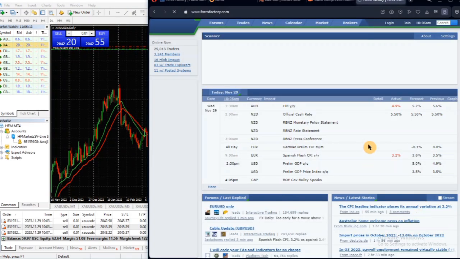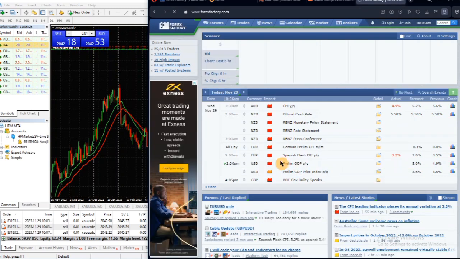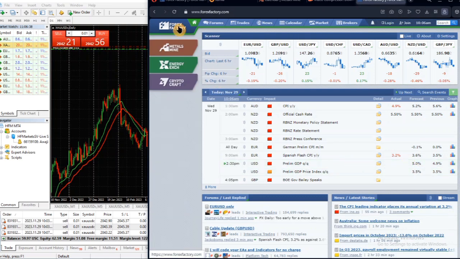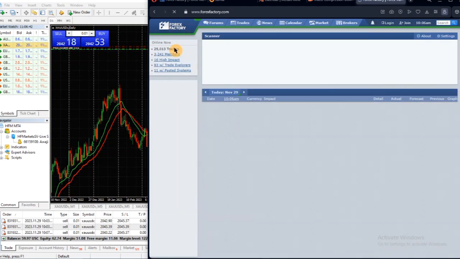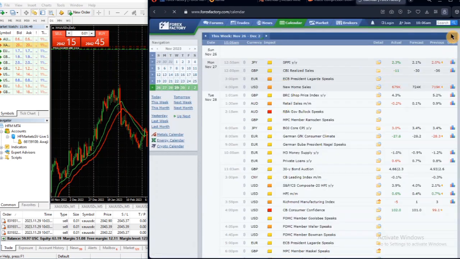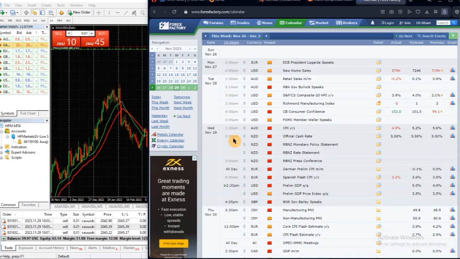Because right here on Forex Factory we have GDP news, the price index, coming up on US dollar by 2:30 my time. And this is a high impact news. If you go to Meta, go to calendar, and I think I have to filter this. So here on high impact, go to November 29.